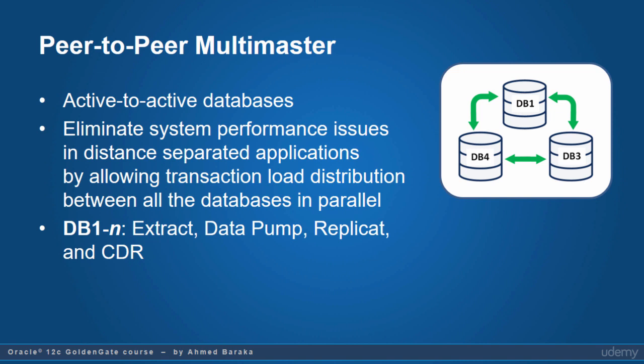Peer-to-peer multi-master configuration is an active-to-active configuration between multiple databases. In other words, it is a bidirectional configuration among a group of databases. This configuration is usually used to eliminate system performance issues in distance-separated applications. It allows changes in any database in the configuration. The downside of this configuration is that you always have to monitor the system for data conflicts.